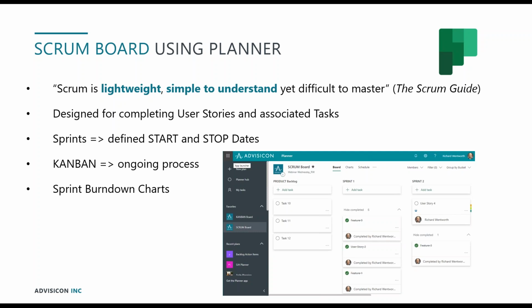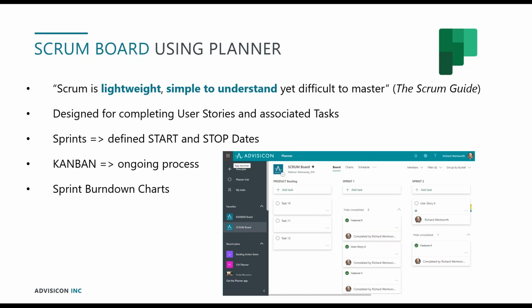So again, it's a Scrum board. The Planner piece is really designed for completing user stories and all the associated tasks for those. The difference between having a Scrum board versus using Kanban is that with sprints in Scrum, you have defined start and stop dates. The average sprint, at least from my experience, has been 2 weeks. So you have a start and a stop, whereas Kanban can be designed for a more ongoing process. So the view of it actually looks a little bit different.